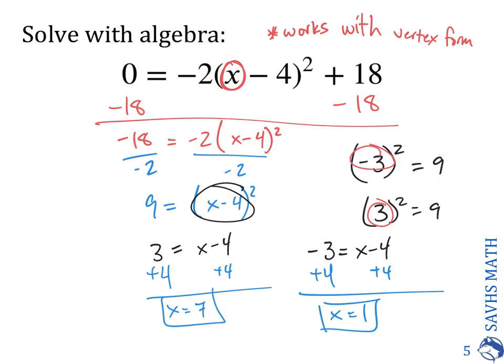And remember that that's because, hey, look, this thing opens down, has a vertex of (4, 18). So this graph looks something like this, right? There are 2 places where this thing crosses the x-axis, and that's what I mean when I say 0 equals, because that's the y value 0. So that's the equation that we're solving. That's the graphical representation of the equation we're solving.